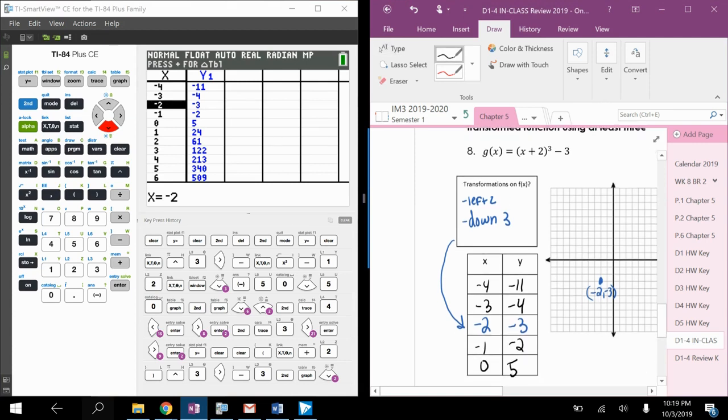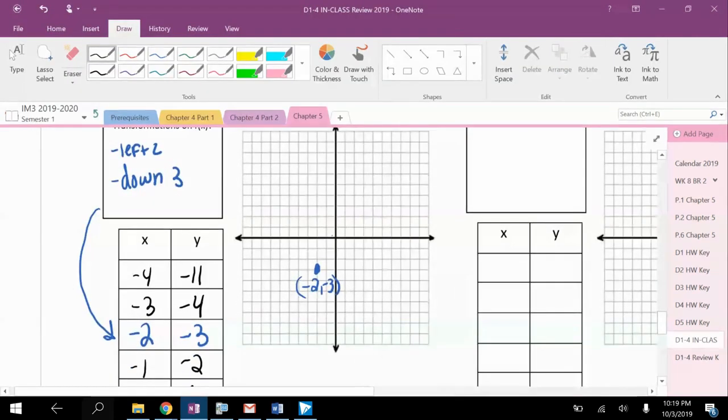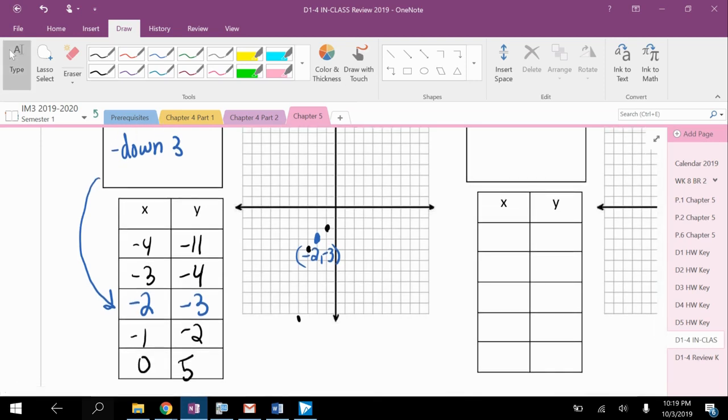So let's go ahead and graph this guy. Here we go. -4, 1, 2, 3, 4, down 11 is like all the way down here. -3 down -4 is right there. And then -1 down 2. And then 0, 5, 1, 2, 3, 4, 5. From left to right, connect the points, and you are done. Okay, you could always press pause if this is going too fast.